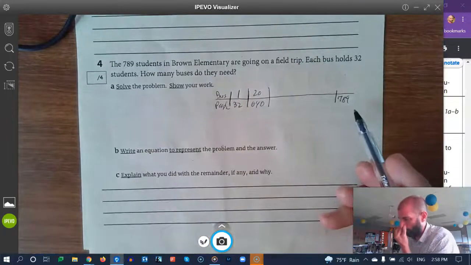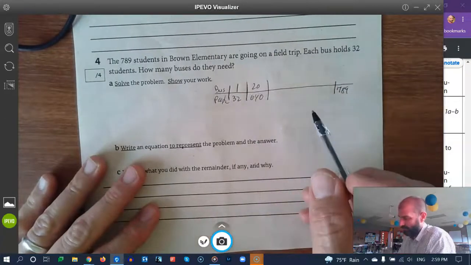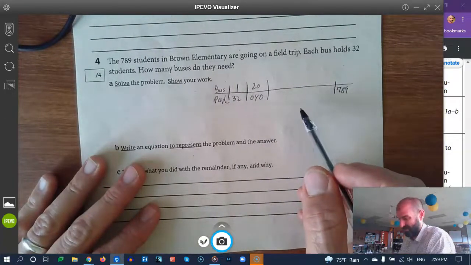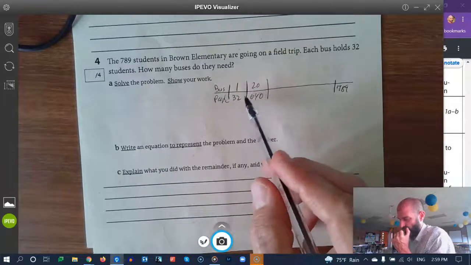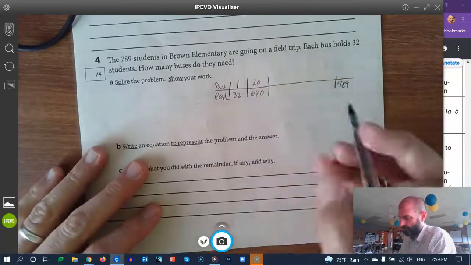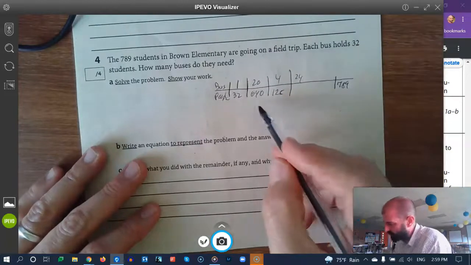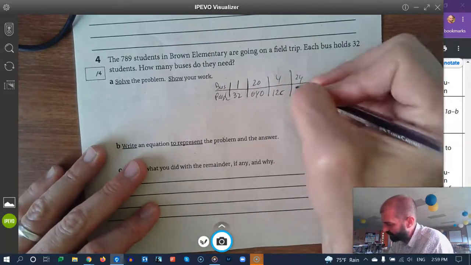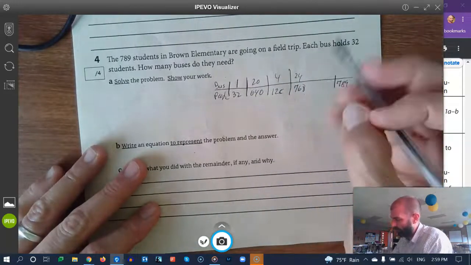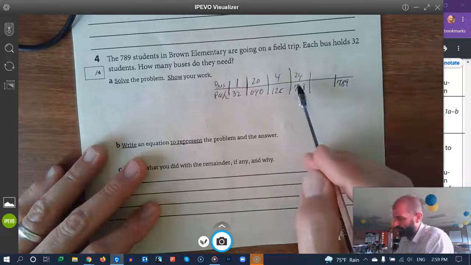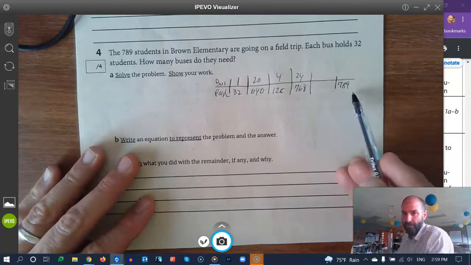So I still have what, 149 to go? So again, 10 is 320. 5 is 160, but that gets us too much. So what's 4? 4 is 128. So that looks like 24 gets us what? 768. And then we still have, if we had one more bus, so we have 24 buses, is going to carry 768 students, but we still have 21 people left over.